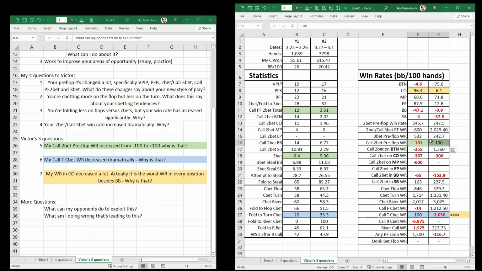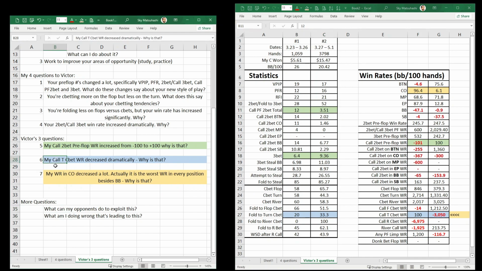When he's calling preflop, every call that he used to make, he used to lose about 1 big blind on average per call. Now he makes 1 big blind. That's a 2 big blind per hand swing in his win rate. And he asked, why is that? Well, we already discussed it before. He's calling way less often, which means he has stronger hands on the flop. So that's a really good thing right here.